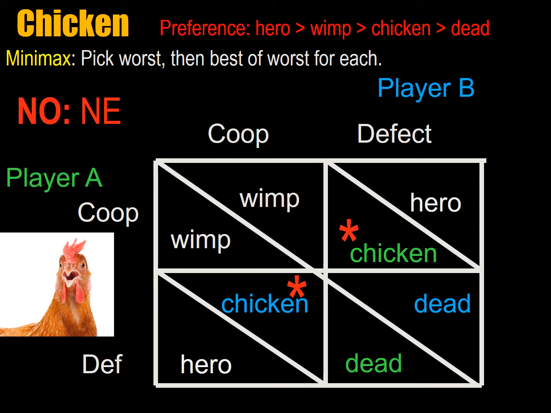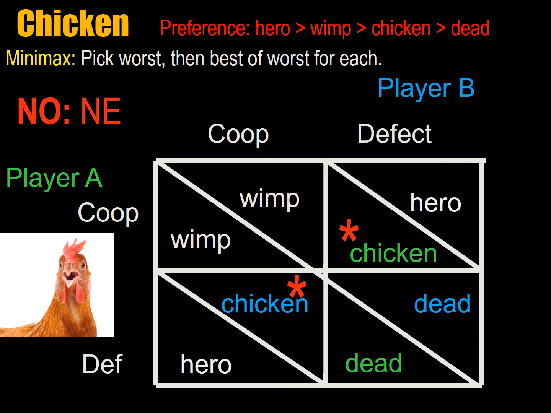So we now do the same for player B. Player B looks at the worst outcome for each of its choices. So for the cooperation column choice for player B, we have a choice between wimp and chicken, and chicken is the much worse outcome than wimp. So player B chooses chicken in blue. And for the defection choice column, player B has a choice between hero and dead, and being dead is much worse than being a hero, so player B is going to choose blue dead.